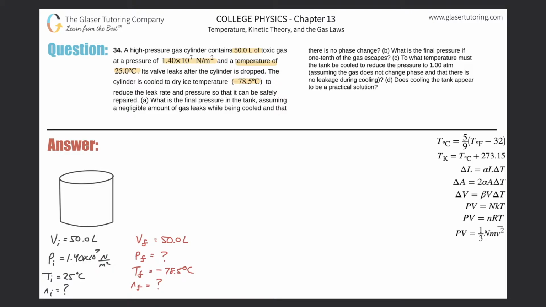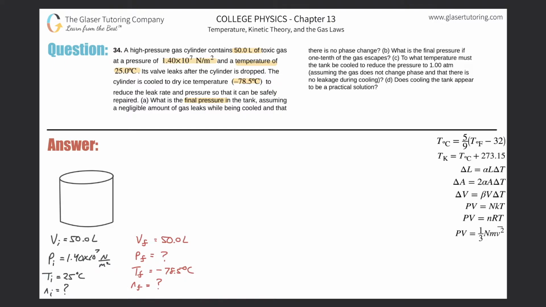Letter A. What is the final pressure in the tank, assuming a negligible amount of gas leaks while being cooled and that there is no phase change? All right. So basically, the nature of the problem is such that we're beginning with some initial set of conditions, and then there will be some final set of conditions. They're telling us also some things are remaining constant.